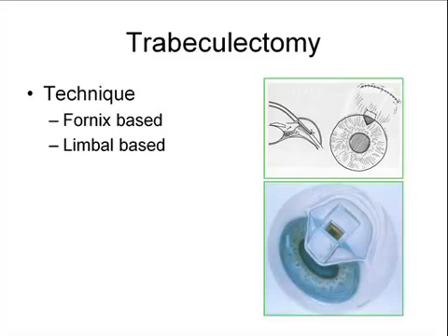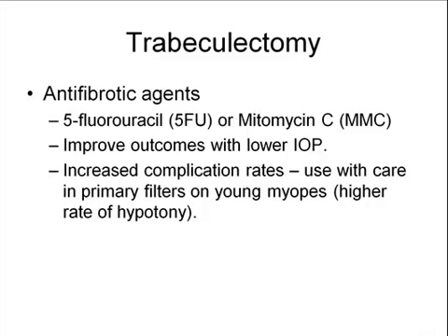Trabeculectomy can typically be done either through a fornix-based or limbal-based approach that just describes where you make your conjunctival incision. In fornix-based approaches, you're basically doing a peritomy. In a limbal-based approach, you make your incision about 10 millimeters back from the limbus and dissect it forwards. Typically, I like the limbal-based approach, and I'll describe why later.